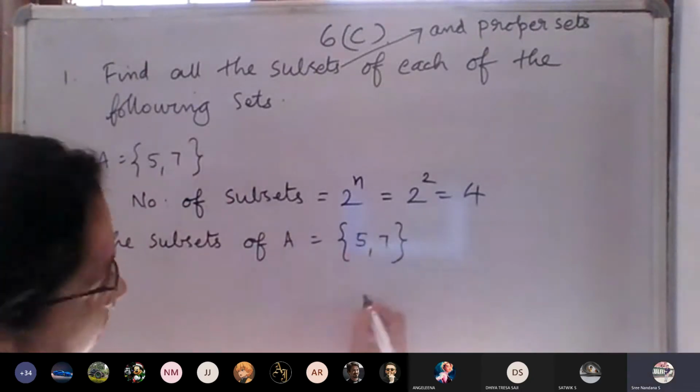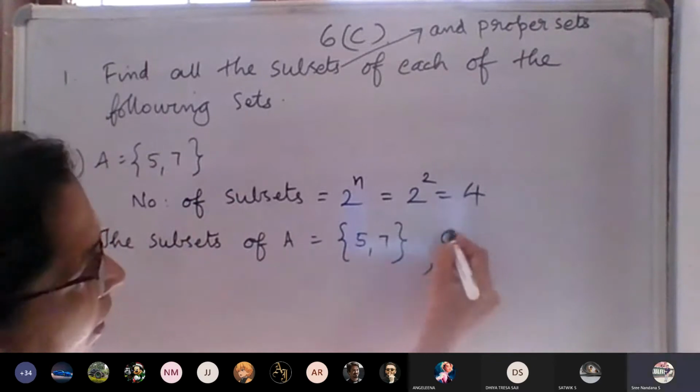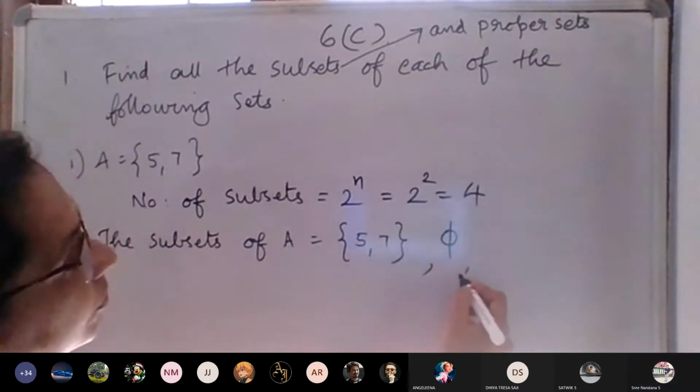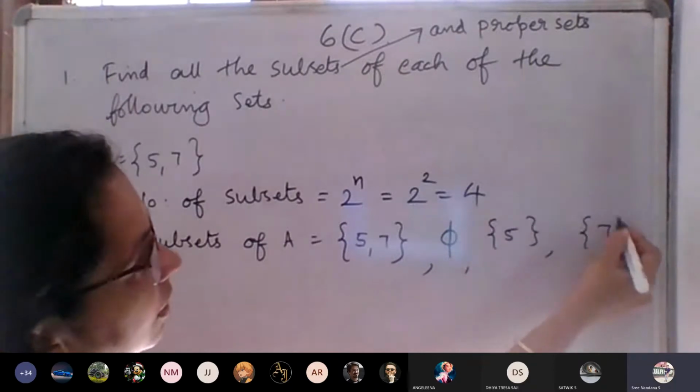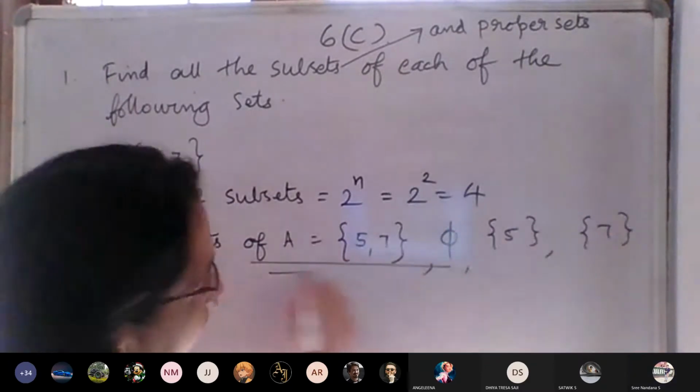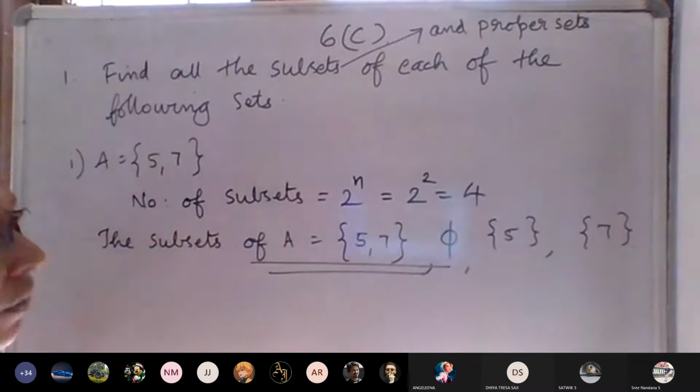The subsets of A are: null set, set 5, set 7, and set 5, 7. That's it. So this only we need. Understood? This is our textbook question.